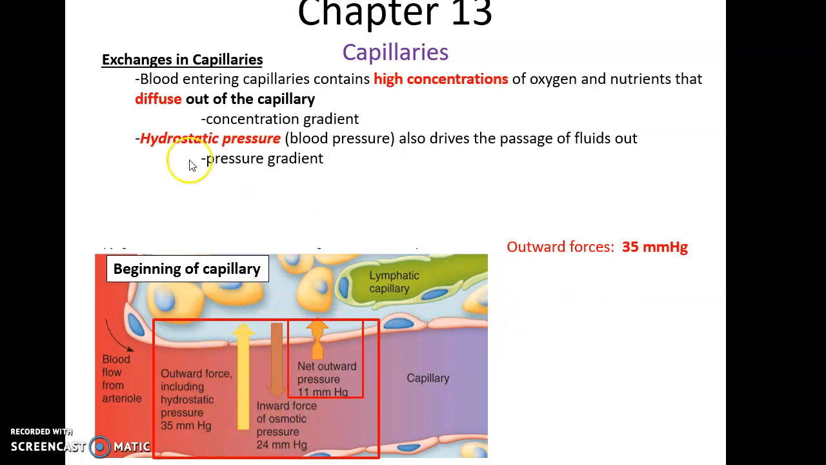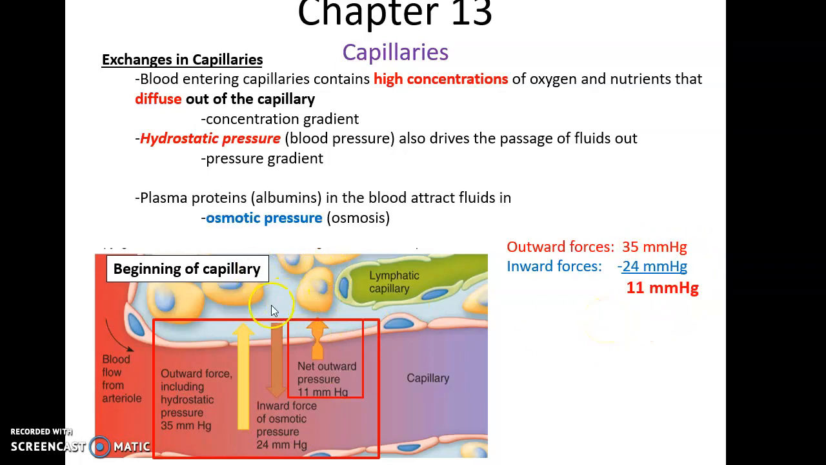We also have a small amount of blood pressure, referred to as hydrostatic pressure, because blood is mostly water in its liquid portion. And this will also be pushing to get blood moving, fluids moving. So the outward forces trying to push materials out of the capillaries at their beginning is this number. You don't need to remember the number.